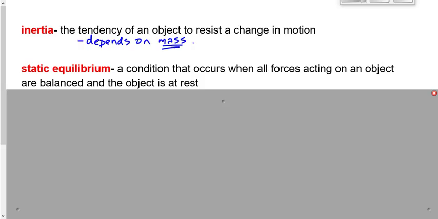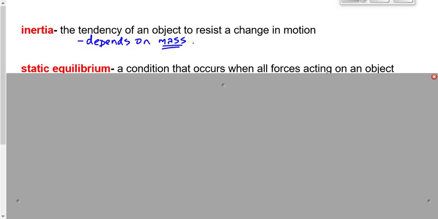What does the word equilibrium mean to you? Yeah? It's when both sides of the equation are balanced. Balance. Okay, balance. That's the word I'm looking for there.